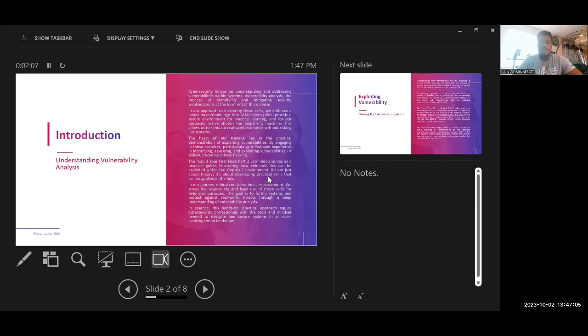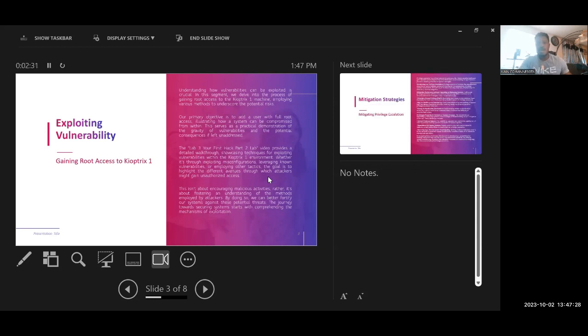Now, in our approach of mastering these skills, we embrace a hands-on methodology. Virtual machines provide a secure environment for practical learning for our purpose. In real time, that's what we have done. We enabled that environment to make sure we go about our testing. So this is the first part.